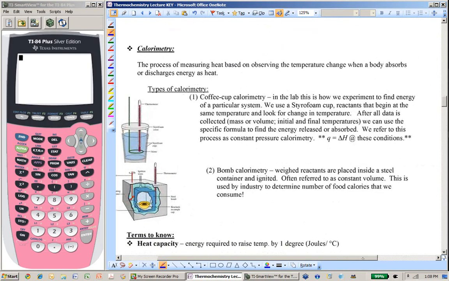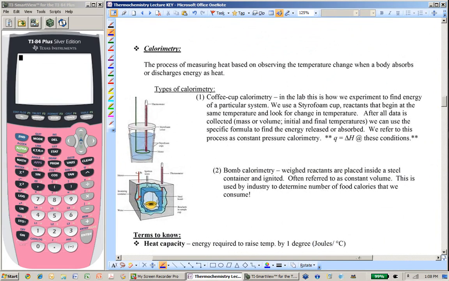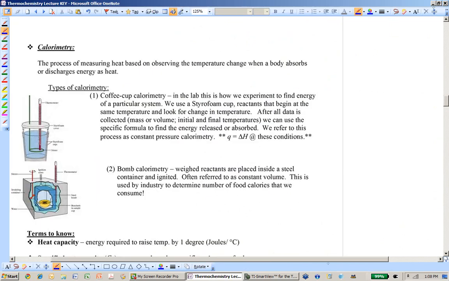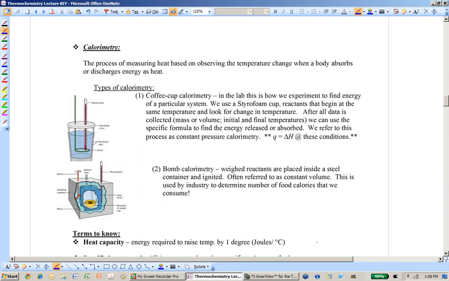All right, so you've heard me talk about calorimetry. Let's get down and dirty with the details. I'm going to minimize this for a few minutes, maximize that. Calorimetry is defined as the process of measuring heat based on observing the temperature change when a body absorbs or discharges heat, or energy rather, as heat.